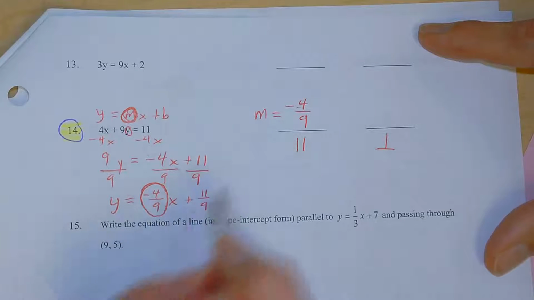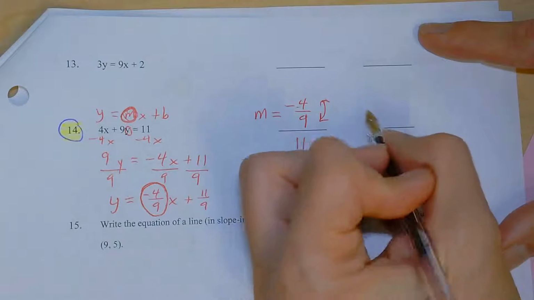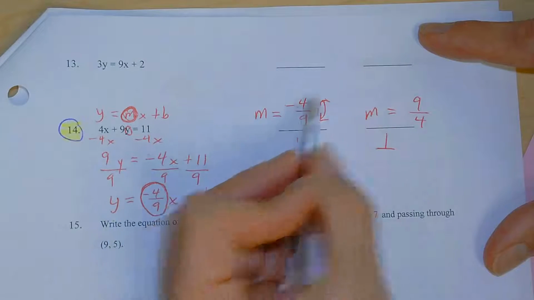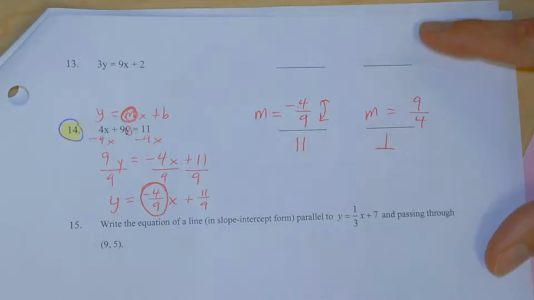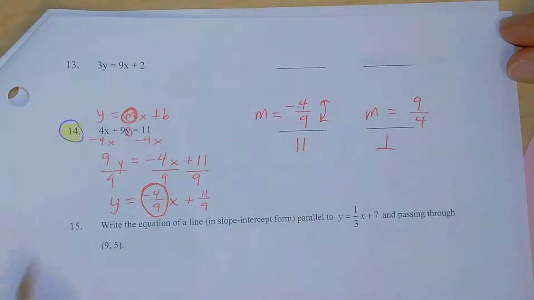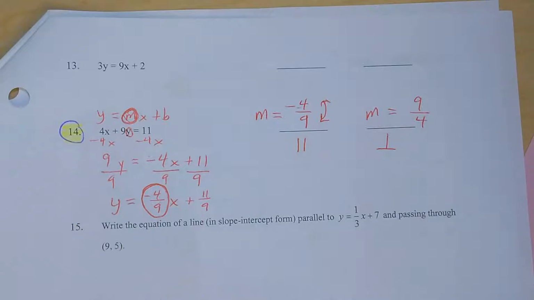For perpendicular, I need to flip my fraction and change the sign. So my slope is going to be 9/4, and it's going to be positive because I changed the sign after I flip the fraction, or before, it doesn't matter. It's opposite reciprocal or negative reciprocal. Just make sure it's in slope-intercept form before you decide what the slope is.